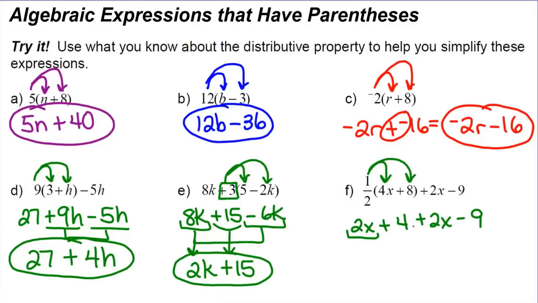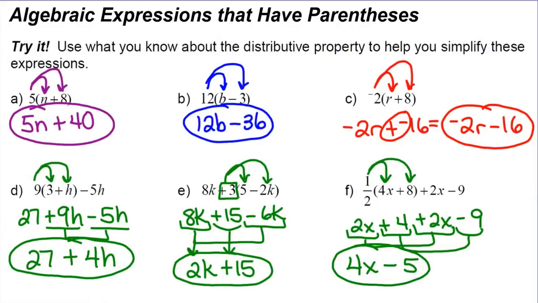And I do have like terms here. 2x plus 2x is 4x, and then I have constants here. Positive 4 minus 9 is negative 5, so that's going to be subtraction. I'm taking 5 away. 4x minus 5. And those are not like terms, so that is simplified.